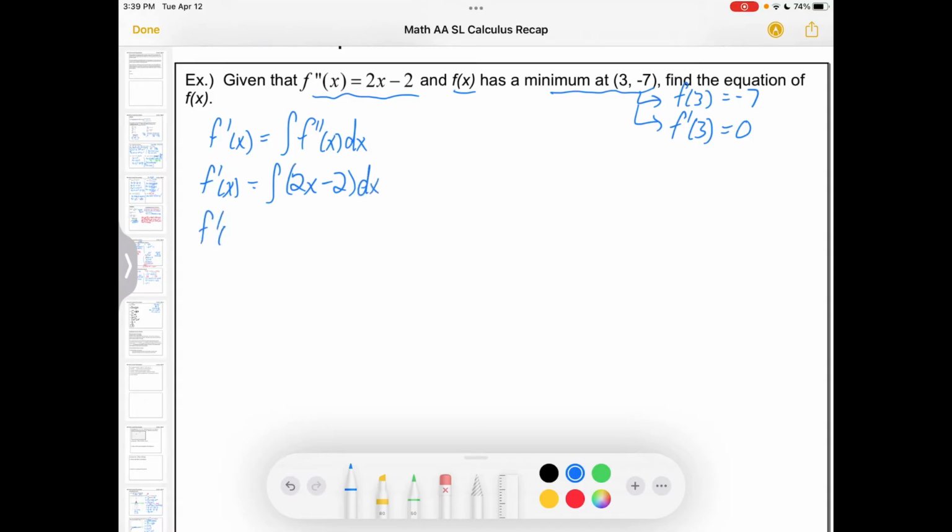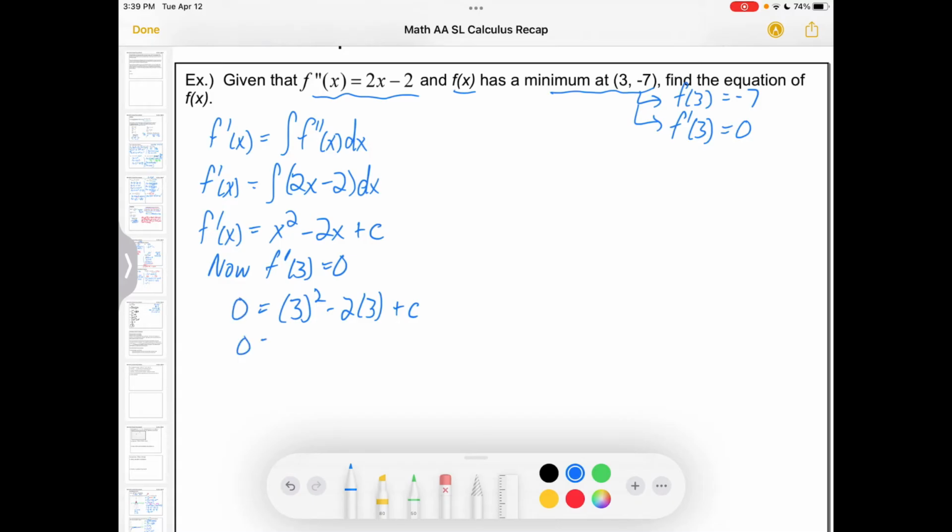And that's not that bad to integrate. We're going to get x squared minus 2x, and careful here, you need a plus c. Now we're going to hunt down the value of c. So now we can sub the fact that f prime of 3, or the slope at 3, is 0. So if I put 3 in for x, I should get a slope of 0.